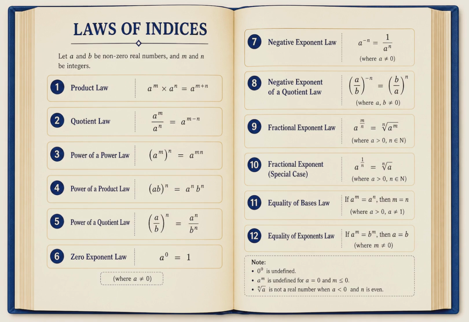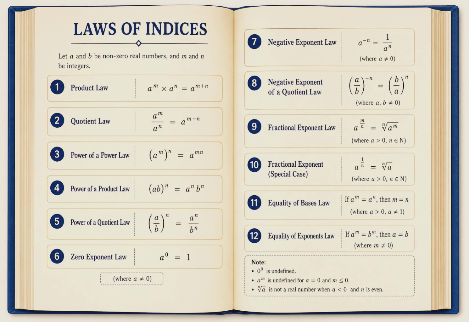Now going to the 9th law, we have the fractional exponent law. That is, when you have a base and your power is in the form of a fraction, like a raised to power m over n. Now what you are going to do is raise your a to the power of m, then take the nth root, the root of the denominator. That's why you have nth root of a raised to power m. Your denominator is going to be the nth root, then the power is going to be your numerator. That's why m is our power, then n is our nth root.